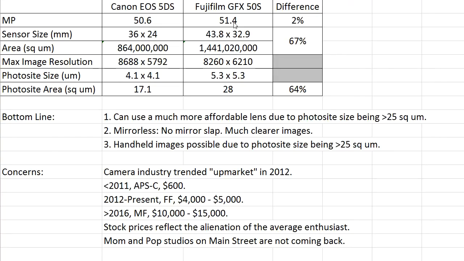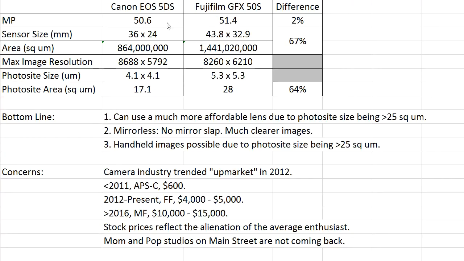Same megapixel count, 50.6 megapixels versus 51.4 megapixels. Okay, it doesn't sound like a big difference. It's only a 2% increase, but we're going to get into the math here right now. So the sensor size is 36 millimeters by 24, and in the Fuji, it's 43.8 by 32.9. Okay, so when you do the surface area, or the area of the sensor itself, it's 67% larger than the Canon full frame. Okay, so that's quite a big difference.